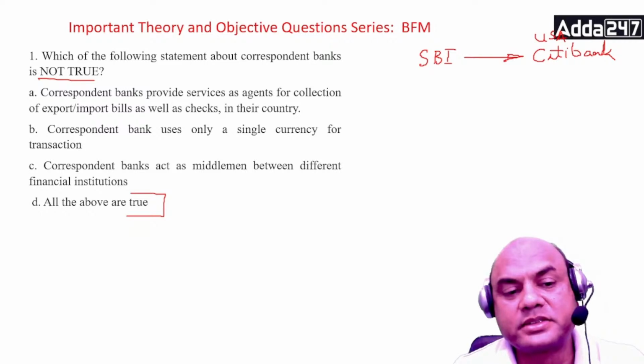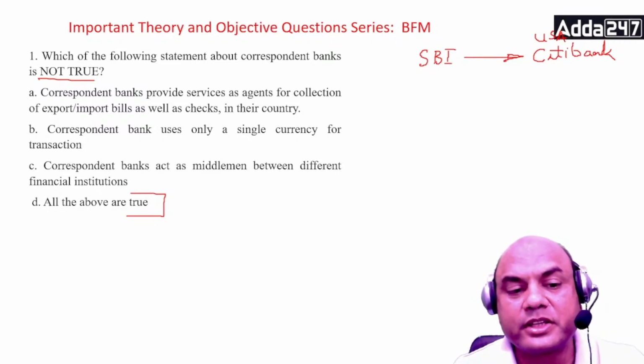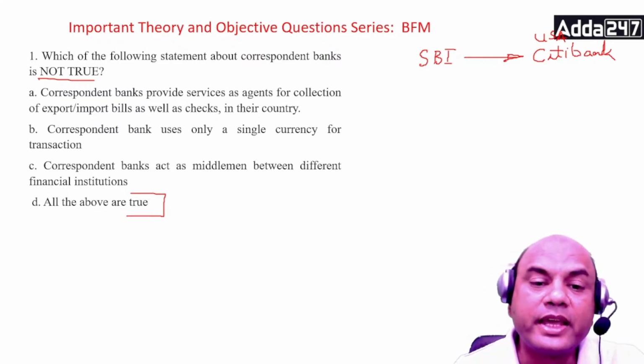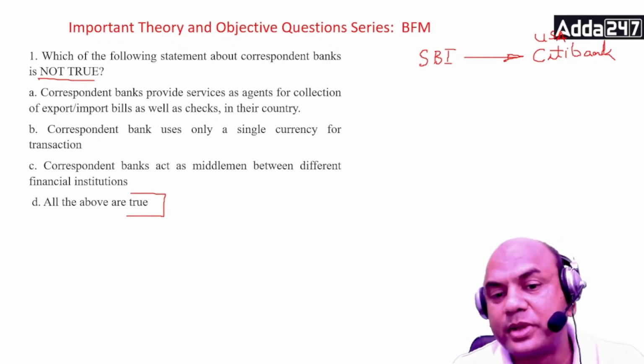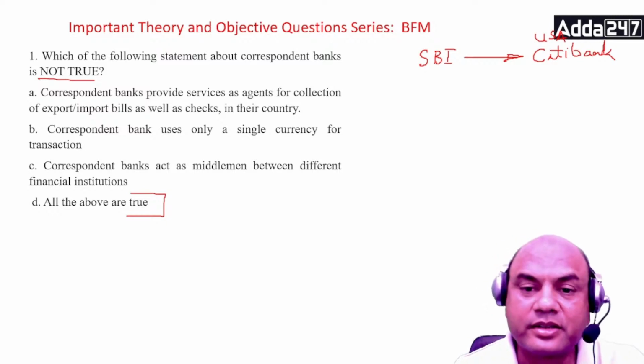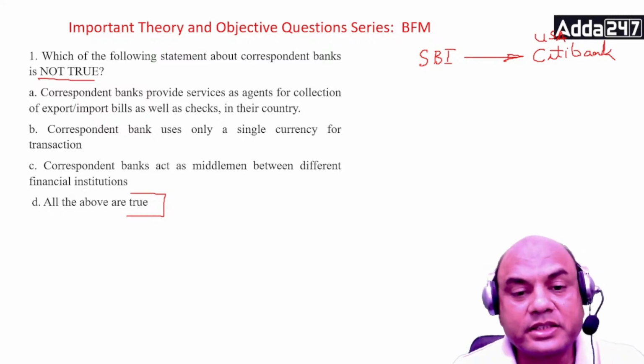Correspondent bank provides services as agents for collection of export-import bills as well as checks in their country. So, agent for collection. What did I say? SBI will appoint Citibank as its agent. So they'll act as an agent. So that is true.